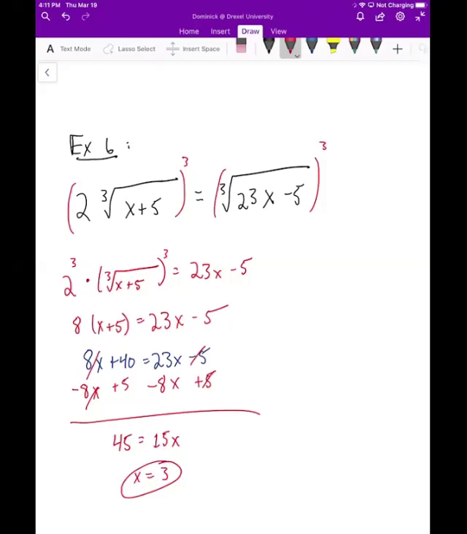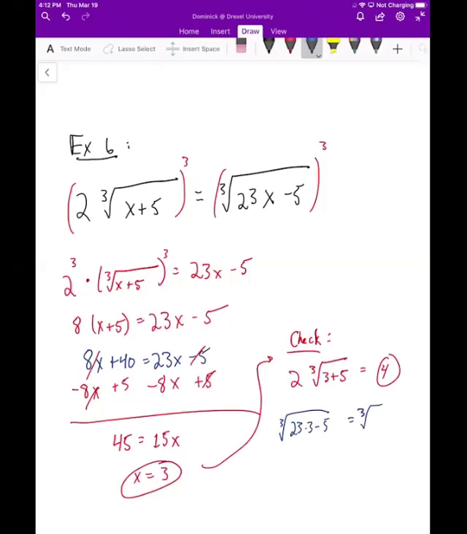Okay, now we can check in the original equation. The left side will be 2 times the cube root of 3 plus 5. So that's 2 times the cube root of 8, which will give you a 4. And on the right-hand side, we get the cube root of 23 times 3 minus 5. So we get the cube root of 64, which is also 4. Those are equal, so the solution works.